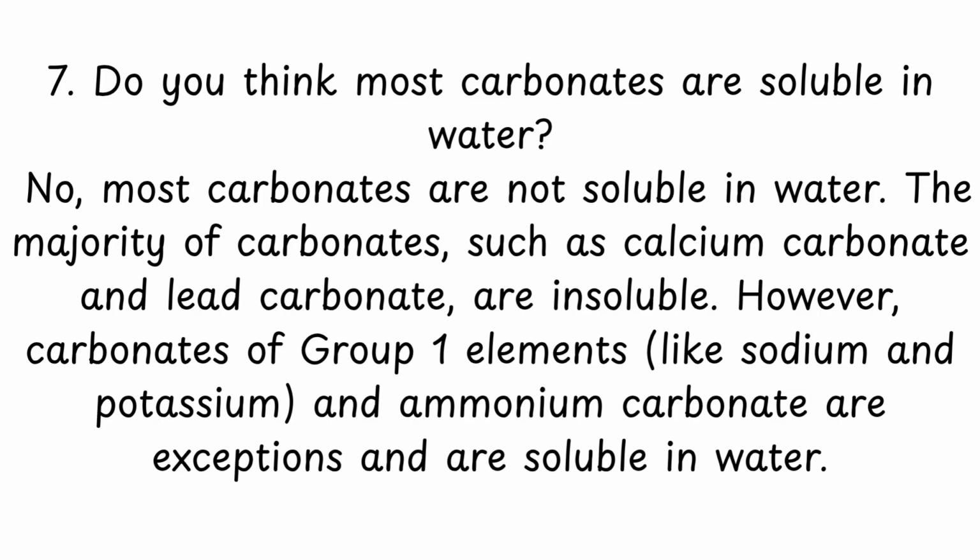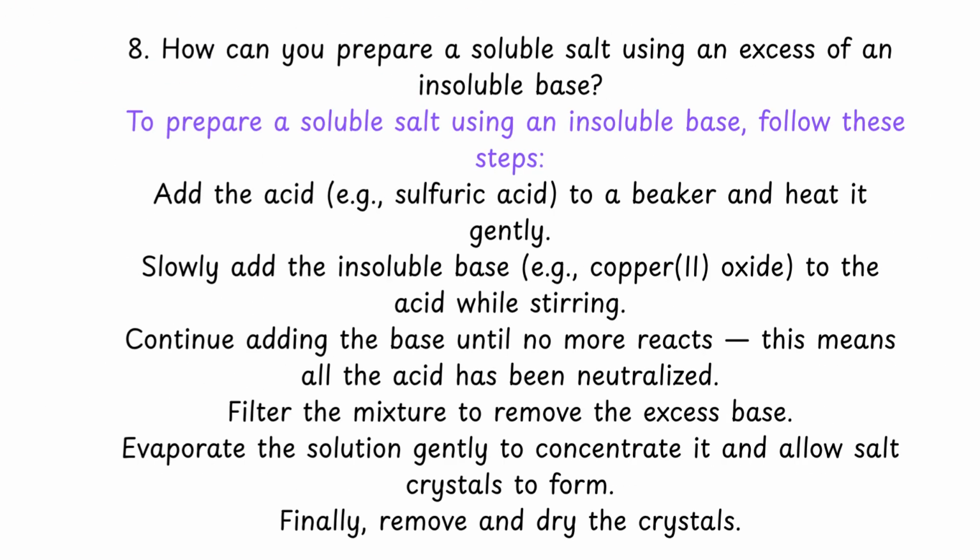8. How can you prepare a soluble salt using an excess of an insoluble base? To prepare a soluble salt using an insoluble base, follow these steps. Add the acid, e.g., sulfuric acid, to a beaker and heat it gently. Slowly add the insoluble base, e.g., copper(II) oxide, to the acid while stirring. Continue adding the base until no more reacts. This means all the acid has been neutralized.